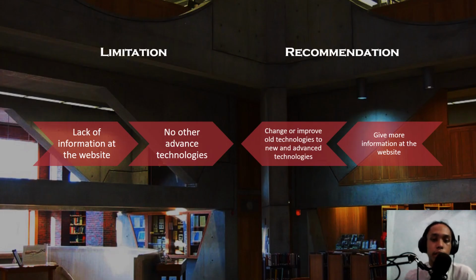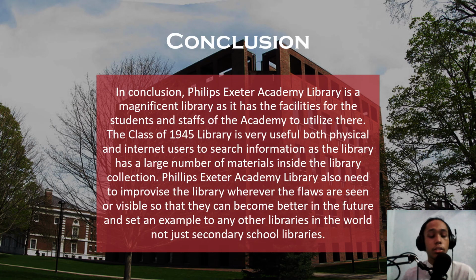This is the limitation and my recommendation for Phillips Exeter Academy Library. First one, limitation: lack of information on the website and no other advanced technologies. For recommendation, give more information on the website and change or improve all technologies to new and advanced technologies. So, this is the conclusion for Phillips Exeter Academy Library.